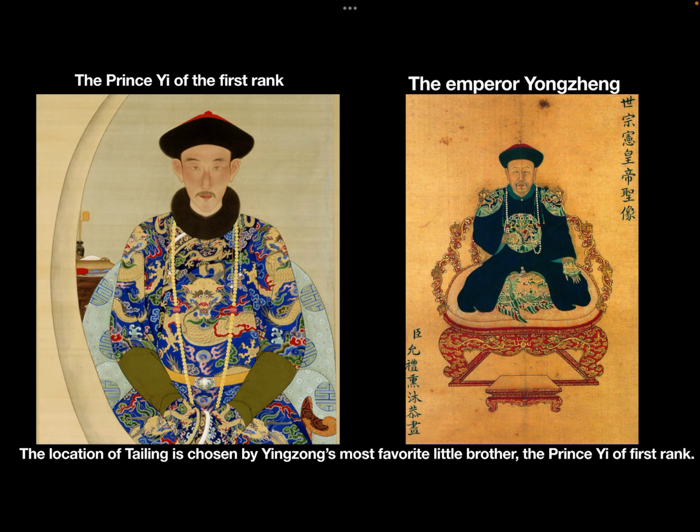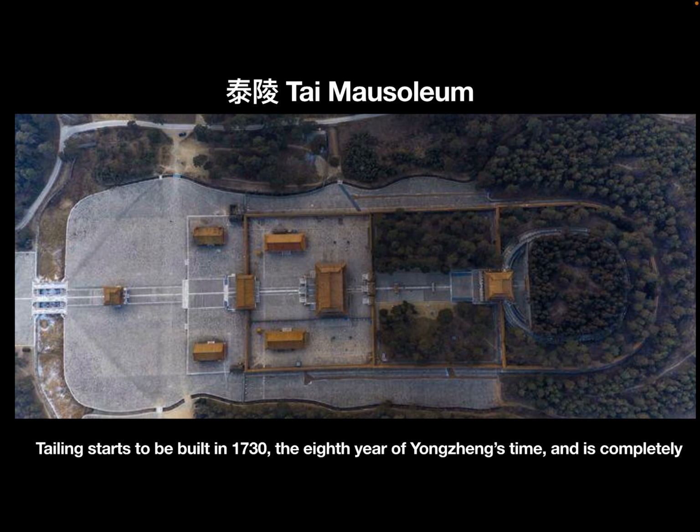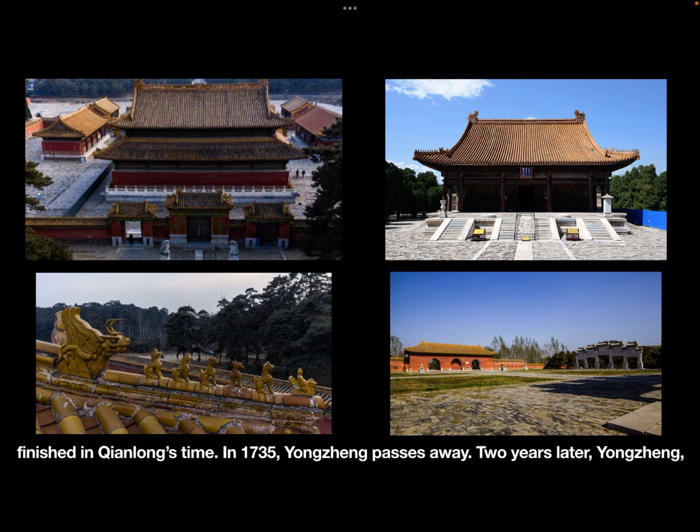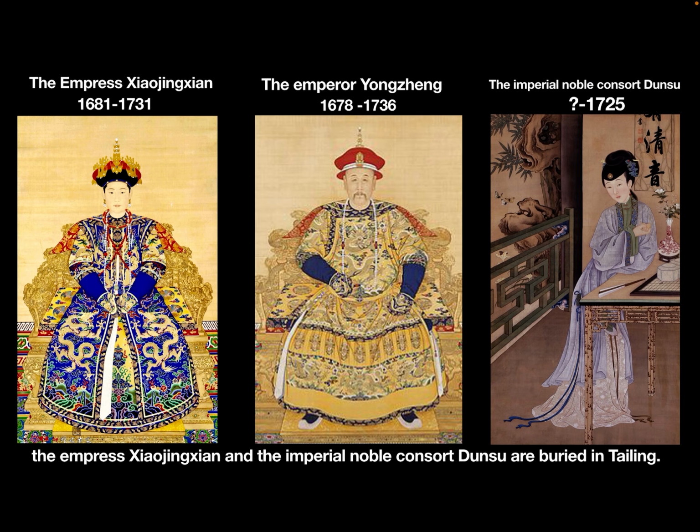The location of Tailing is chosen by Yongzheng's most favorite little brother, the Prince Yi of the first rank. Tailing started to be built in 1730, the 8th year of Yongzheng's time, and is completely finished in Qianlong's time. In 1735, Yongzheng passes away. 2 years later, Yongzheng, the Empress Xiao Jingxian, and the imperial noble consort Dun Su are buried in Tailing.